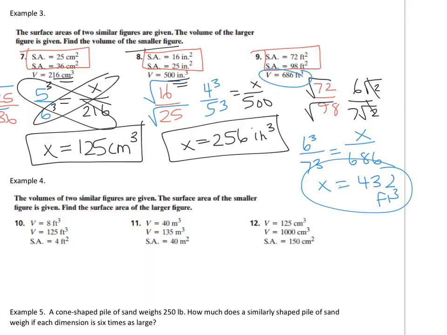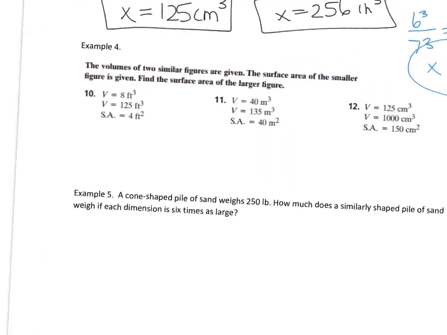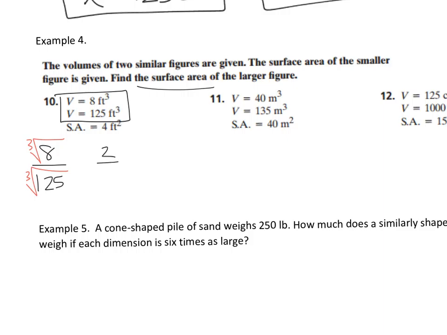Okay, then down here is similar, but this time we're given the volume and we need to find the surface area. So we're given the volume ratio. So in order to find the similarity ratio, you need to take the cube root. So the similarity ratio is 2/5. But I'm comparing the area ratio, so I have to square these. Find the surface area of the larger figure. That means that this goes with the smaller figure. So this is 4 over x. Solve for x. x is 25 feet squared.